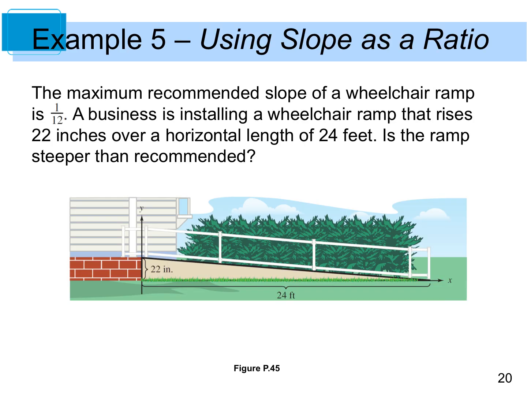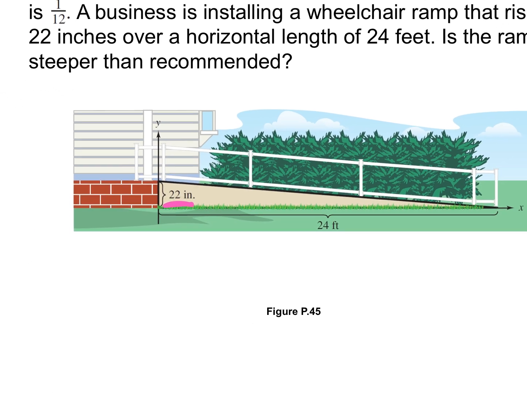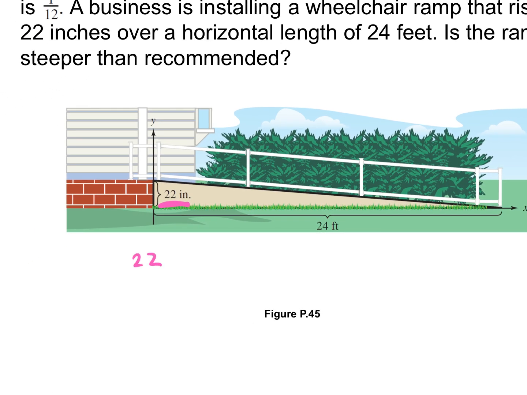So on the next page, the maximum recommended slope of a wheelchair ramp is 1/12. A business is installing a wheelchair ramp that rises 22 inches over a horizontal length of 24 feet. Is the ramp steeper than recommended? So first we want to find out what ratio our ramp actually is. So it's 22 inches tall, bless you. So that would be our y, 22, over 24 feet.